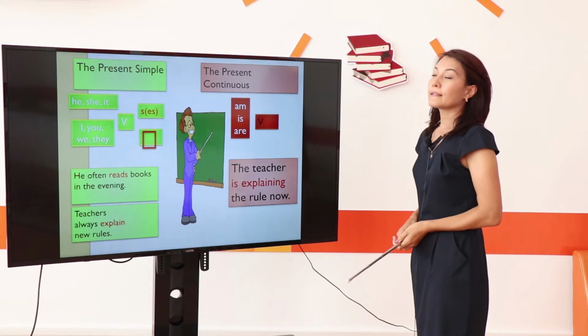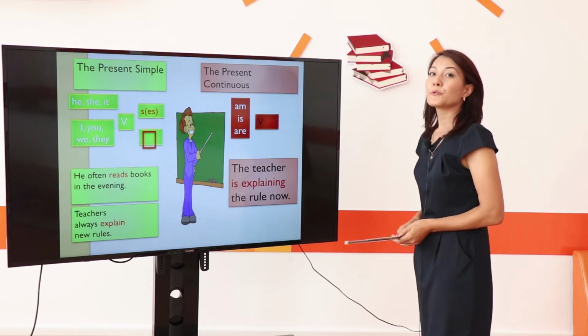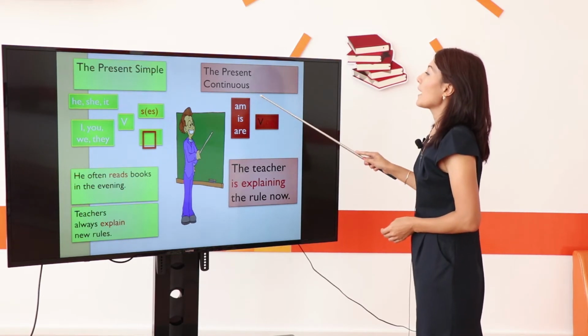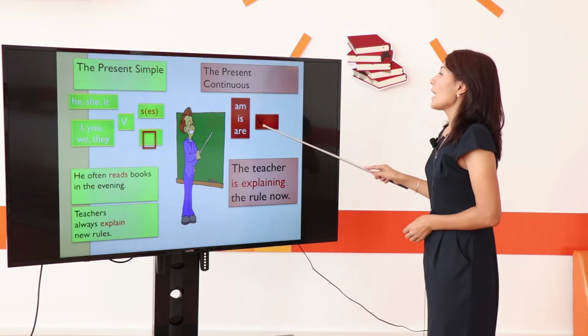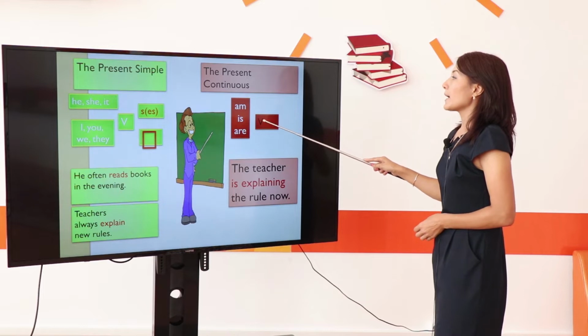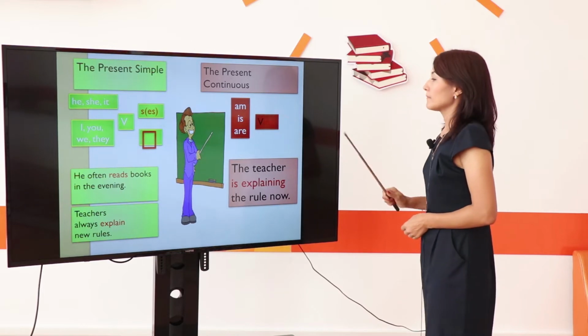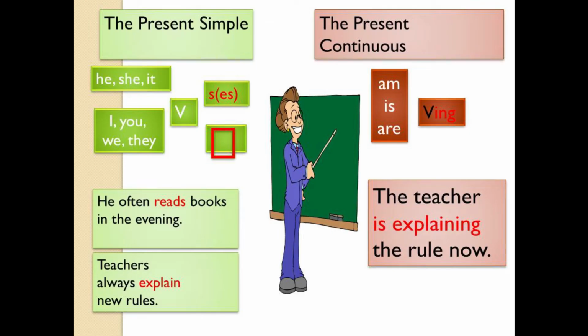Next, present continuous. To form present continuous, we need the verb to be in the present: am, is, are. Three forms, yes? Am, is, are, and the verb with the ing ending. For example, the teacher is explaining the rule now. This is the form of present continuous.